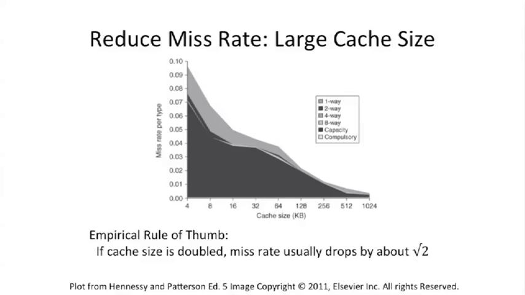Let's see, there's one thing I wanted to point out here. This empirical rule of thumb: if you double your cache size, your miss rate usually drops by √2. Sometimes people call this the square root rule. How do we derive this?